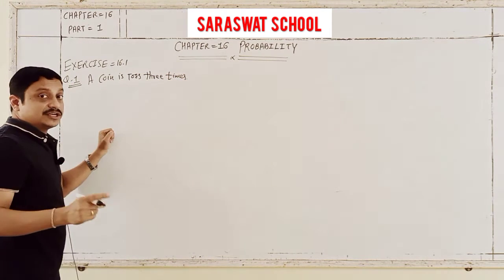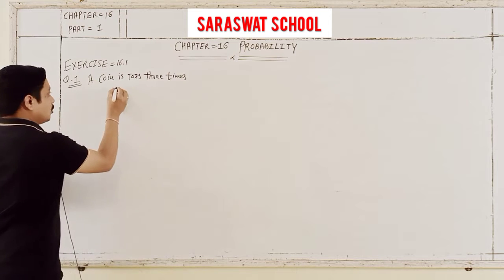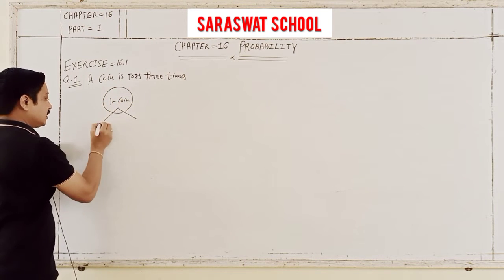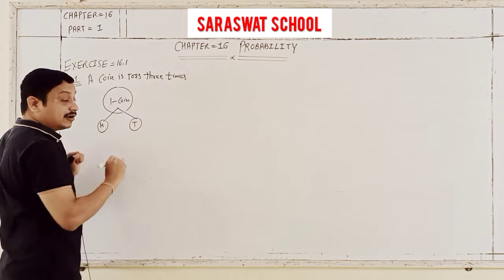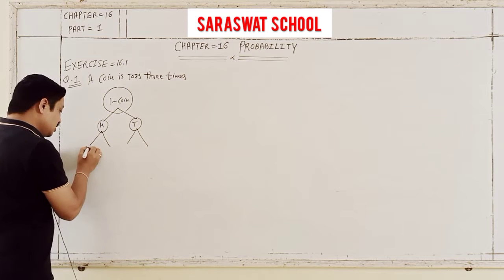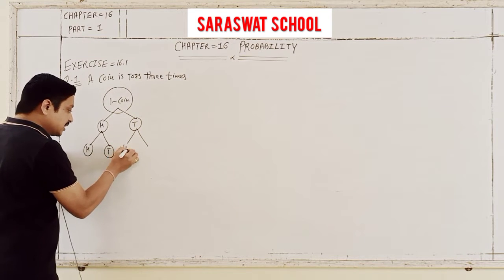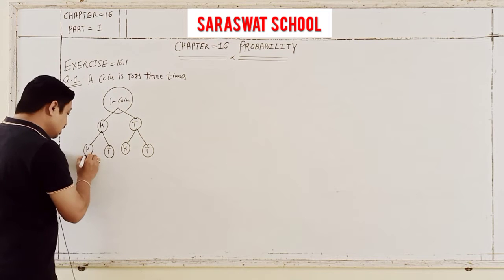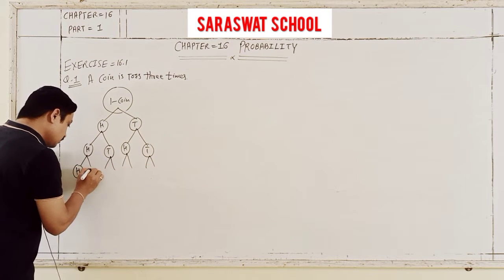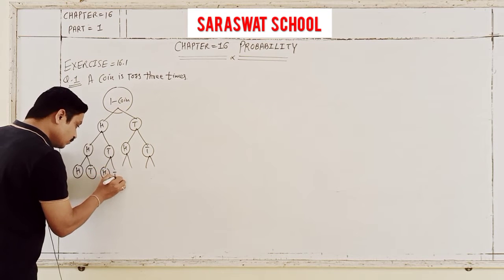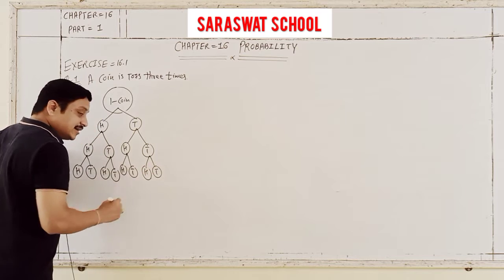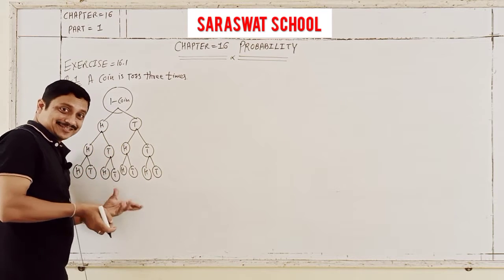I first draw the tree diagram for the coin. This is for a coin. I toss one time, definitely it will occur head and tail. If you toss a second time, it will occur head and tail. And if you toss a third time, it will occur head and tail. This is the first time, second time, and third time.